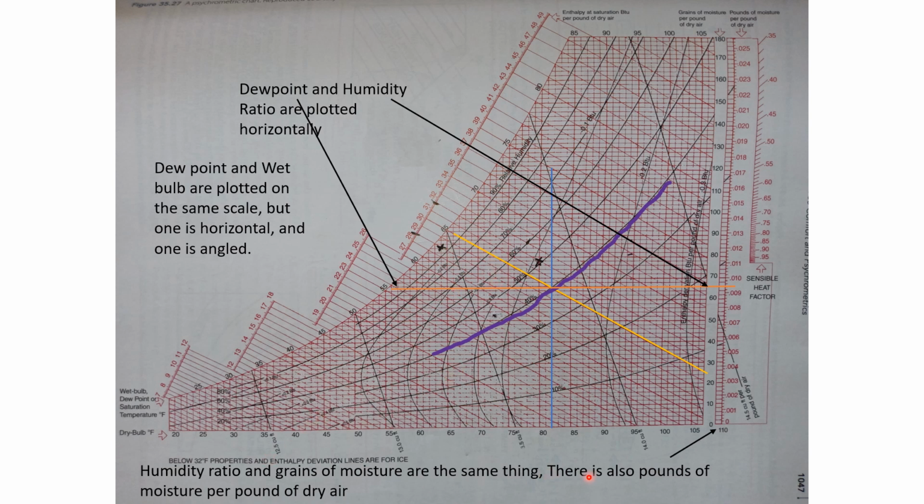So that's interesting. By the way, humidity ratio and grains of moisture are the same thing, once again. There's also something called pounds of moisture per pound of dry air. It's not something you're really going to have to worry about.